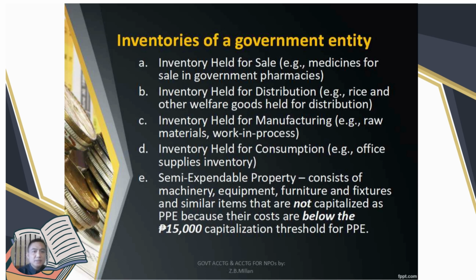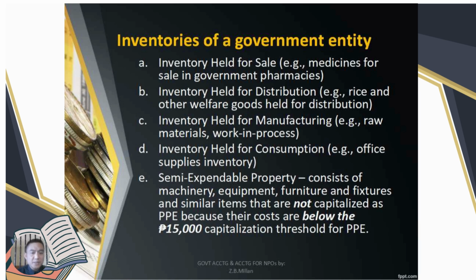So these are the different classifications of inventories of a government entity. Letter A, inventory held for sale, yung ibinebenta guys. Letter B, inventory held for distribution, yung mga dinidistribute guys. Letter C, inventory held for manufacturing, yung ginagawa po. Letter D, inventory held for consumption, yung ginagamit guys.